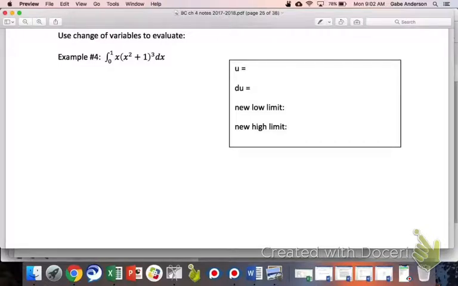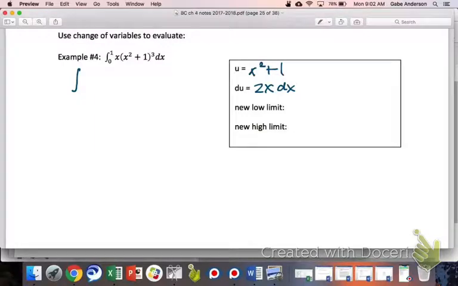x squared plus 1. Using the inside there makes sense. So if that's our u, then our du now has to be 2x dx. Okay, so I'm going to substitute, and I'm going to be really careful about this. I am going to just leave the limits off for the moment. I'll deal with those later. I'm just going to leave those limits off because I don't want to confuse myself.